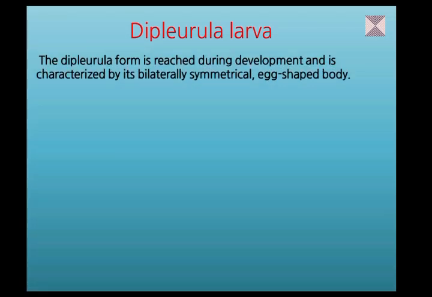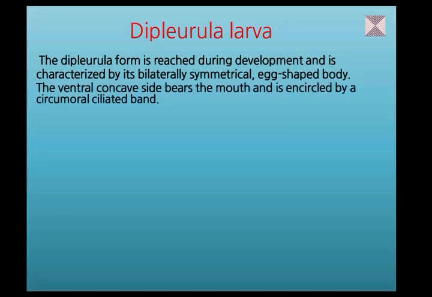Now if I take something more about this, the Dipleurula form is reached during the development and is characterized by a bilaterally symmetrical egg-shaped body. As we have seen in the previous diagram, it is quite egg-shaped in structure. And the ventral concave side bears the mouth and is encircled by a circumoral ciliated band. So here students, as we have seen in the previous slide, the mouth, esophagus, stomach, intestine and the anus are present on the ventral concave side.